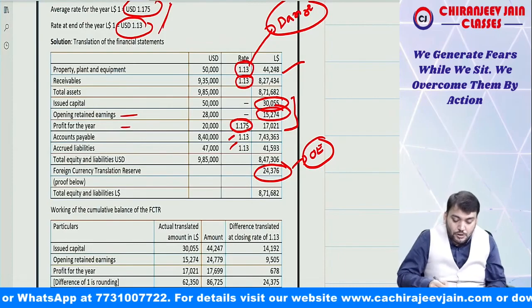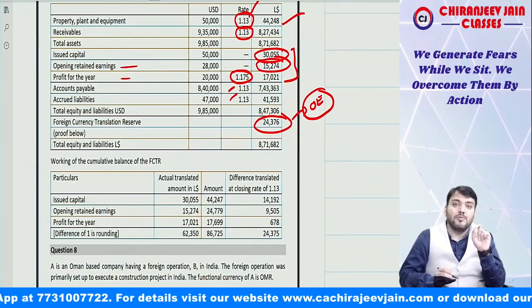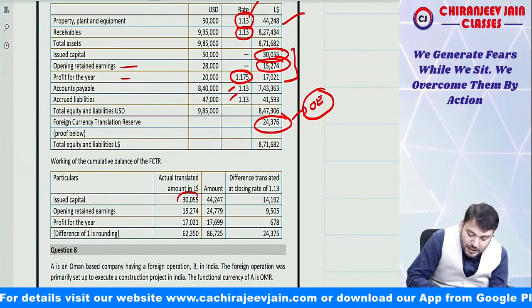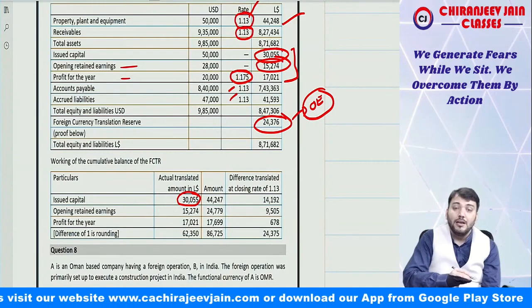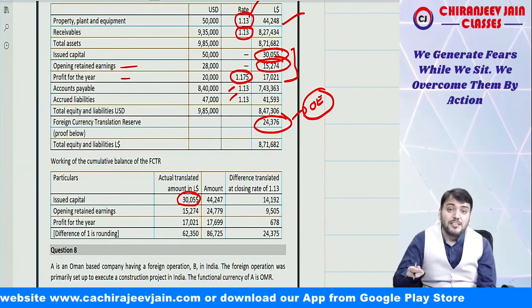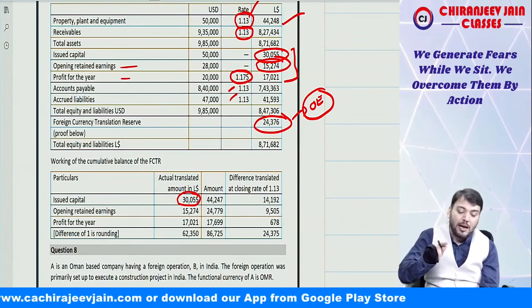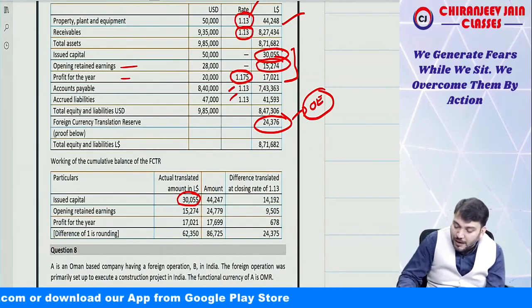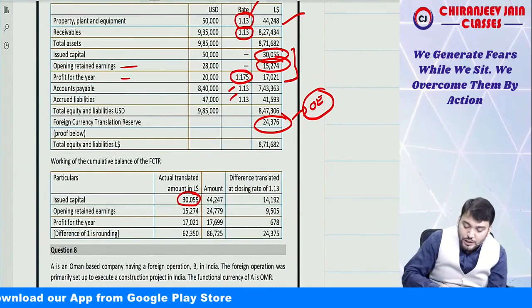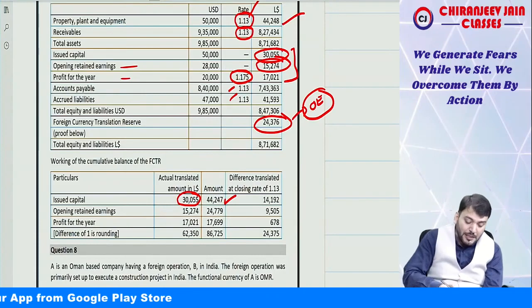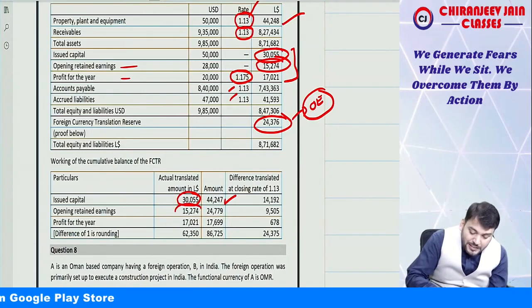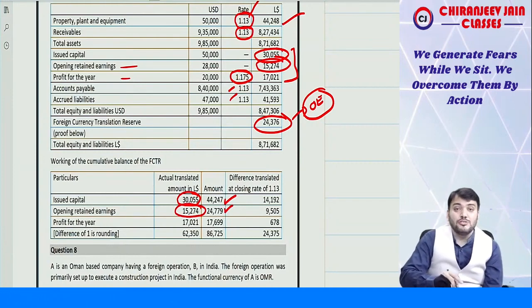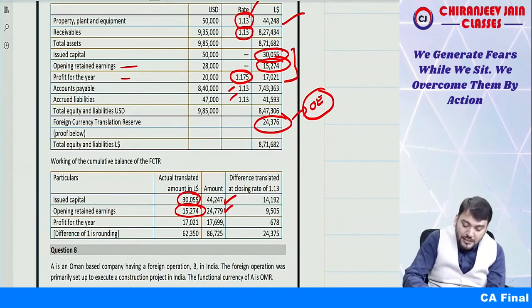Correct now? Yes, sir. So can I say this was the reason? Issued capital amount translated was 30,055. But if you would have translated by using the closing rate, then what would be your amount? The amount would have been 50,000 divided by 1.13, that is 44,247. Similarly, the opening retained earnings translated amount is 15,247, but the amount by using the closing exchange rate will be different.